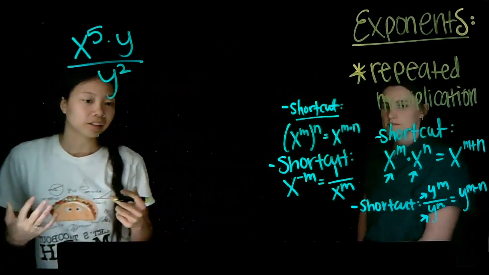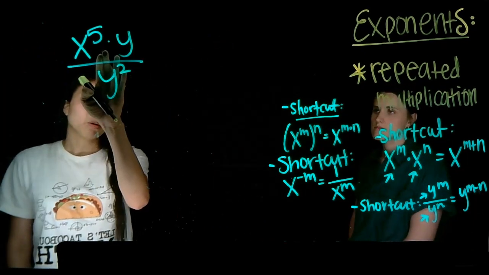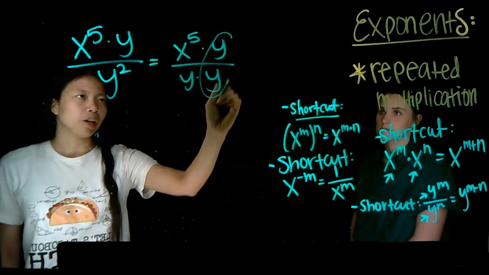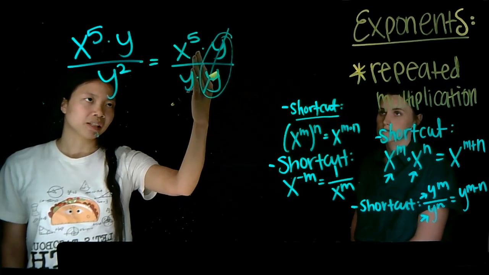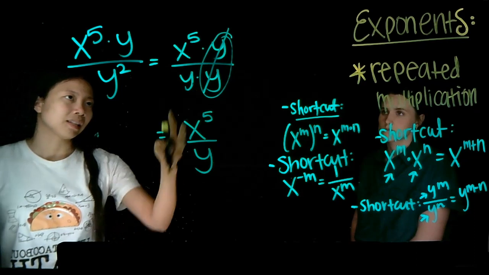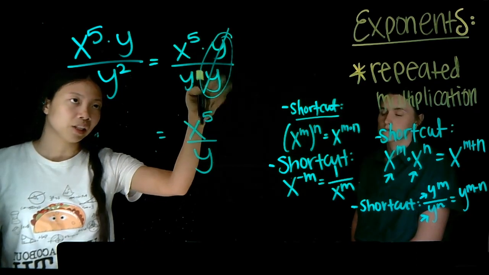All right, let's look at another example. We've got x to the 5th times y divided by y squared. If I were to expand this out, again, this makes a giant 1 and just goes to 1. 1 times x to the 5th over y is the same as x to the 5th over y.